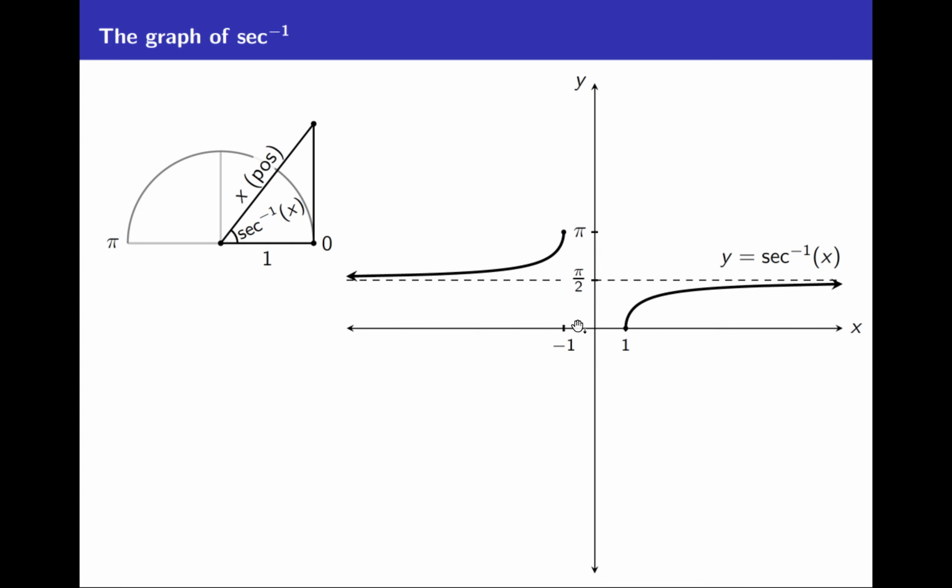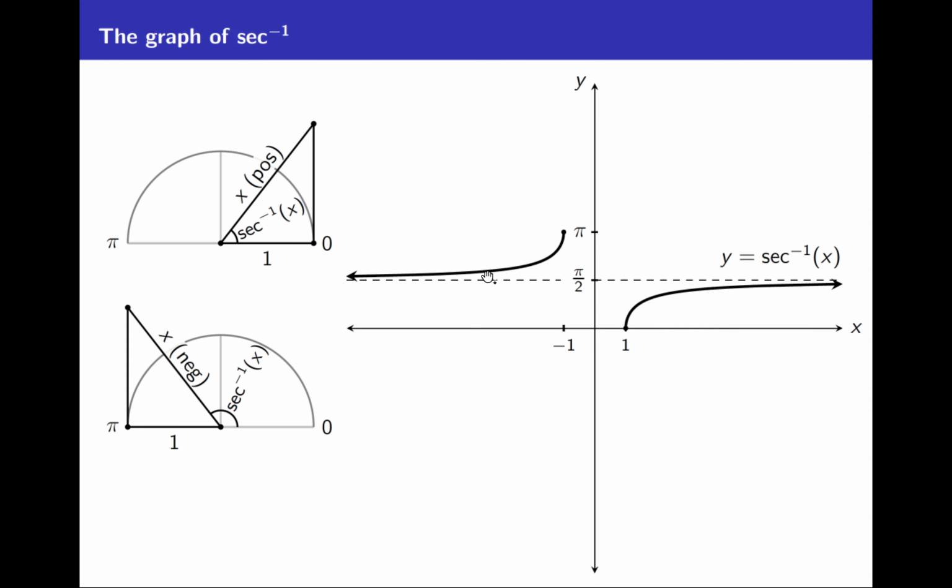Whereas if x is negative over here, the situation looks this way. And as x gets bigger and bigger and bigger in the negative direction, this hypotenuse becomes more and more vertical, closer and closer to 90 degrees. So this angle, which is bigger than 90 degrees, gets closer and closer to 90 degrees. And you see that happening here as x goes to infinity.